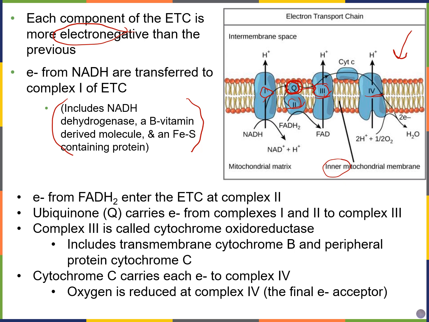Complex 3 cannot move, but we have something called cytochrome C that can also move around. So it'll take the electrons from complex 3 and transfer them to complex 4. I told you earlier that the electrons have to go somewhere so that the chain is not backed up, and they go to the final electron acceptor, oxygen, which, when it's reduced, forms water. So it'll pick up some protons as well to form water.